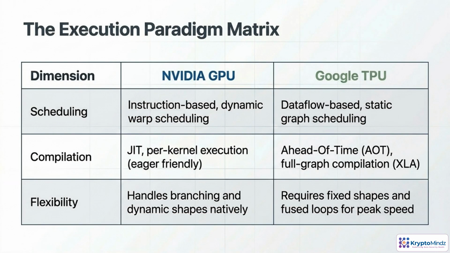NVIDIA GPUs and Google TPUs execute your model in very different ways. On GPUs, the hardware schedules individual instructions dynamically. Kernels are often compiled just in time. So eager, Pythonic code with branches and changing tensor shapes usually just works, even if it isn't perfectly efficient. TPUs prefer a pre-planned route. XLA compiles the whole graph ahead of time into a static data flow program. You get excellent throughput, but mainly when shapes are mostly fixed and loops are neatly fused.